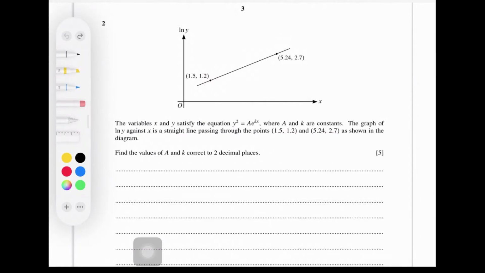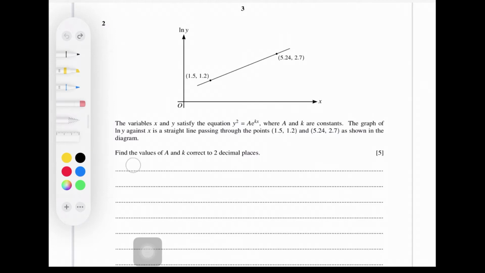Question 2. The variables x and y satisfy the equation y squared is equal to a e to the power of kx, where a and k are constants. The graph of ln y against x is a straight line passing through the points 1.5, 1.2 and 5.24, 2.7 as shown in the diagram. Find the values of a and k correct to 2 decimal places.